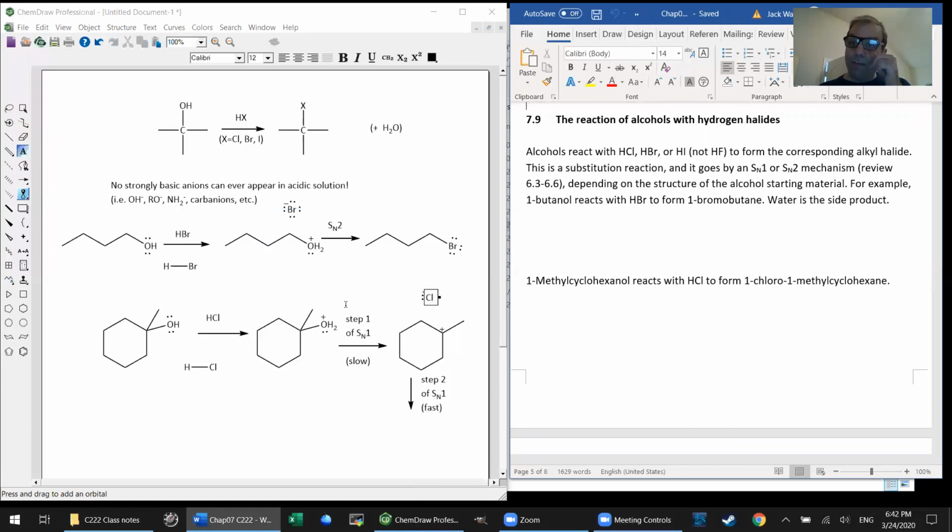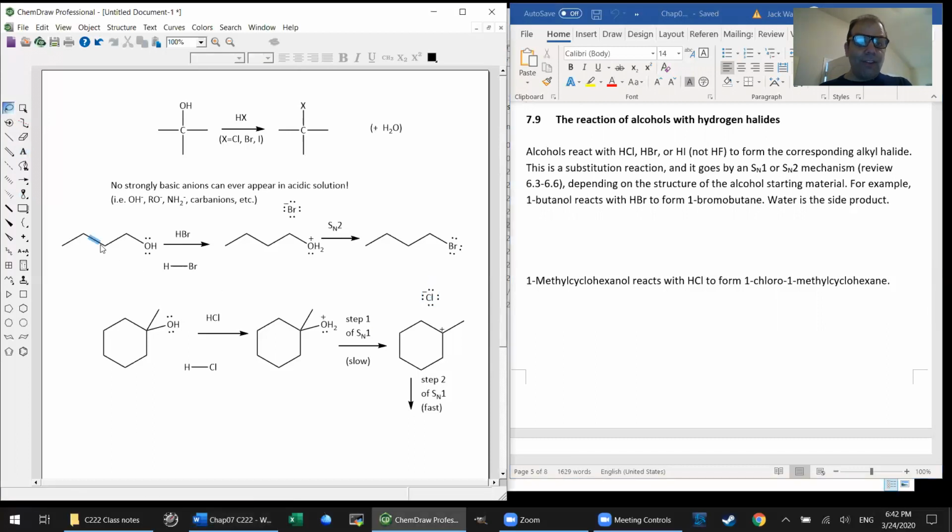And these mechanisms are going to be very similar to what we talked about in chapter 6. There are going to be some details that seem different, but that's only because of the nature of the reagents. It's actually the exact same reaction in both cases. I hope to convince you of that as we go through this.